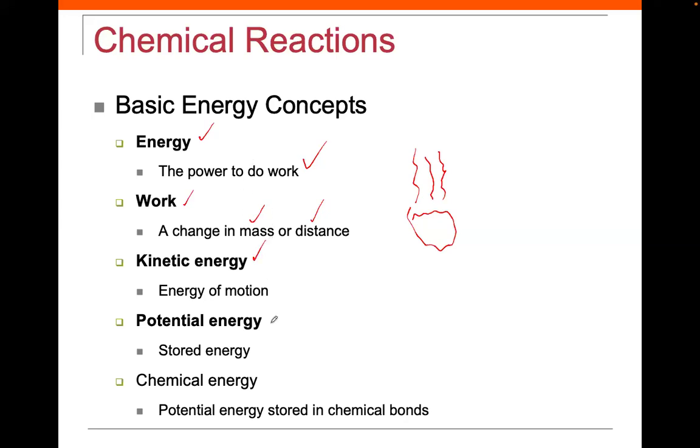Now, the difference between kinetic energy and potential energy is the stored energy. It's like you have a battery that's sitting on your desk, but it's not plugged into any type of device. We know that the battery has got stored energy, right? It's got the potential to do something, but it's not doing anything yet. But when it's plugged in and it's doing something, now we have kinetic energy. Kinetic energy is actually energy in motion, right? Now, chemical energy is the potential energy that's stored in chemical bonds.